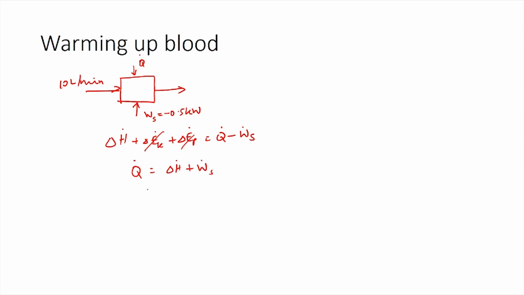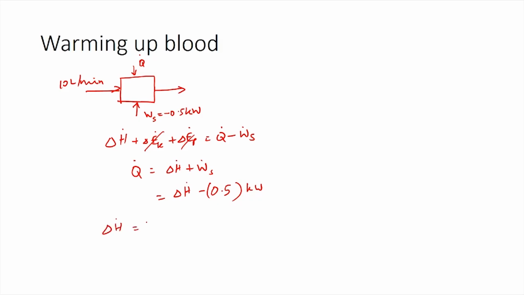So now we need to calculate delta H dot. Ws dot is already given to us, so Ws dot can be entered as minus 0.5. So the value for Q dot would be delta H dot minus 0.5 kilowatts. If we can calculate delta H dot in terms of kilowatts, we can substitute this value here and find the value for heat which needs to be supplied. So what would be delta H dot?